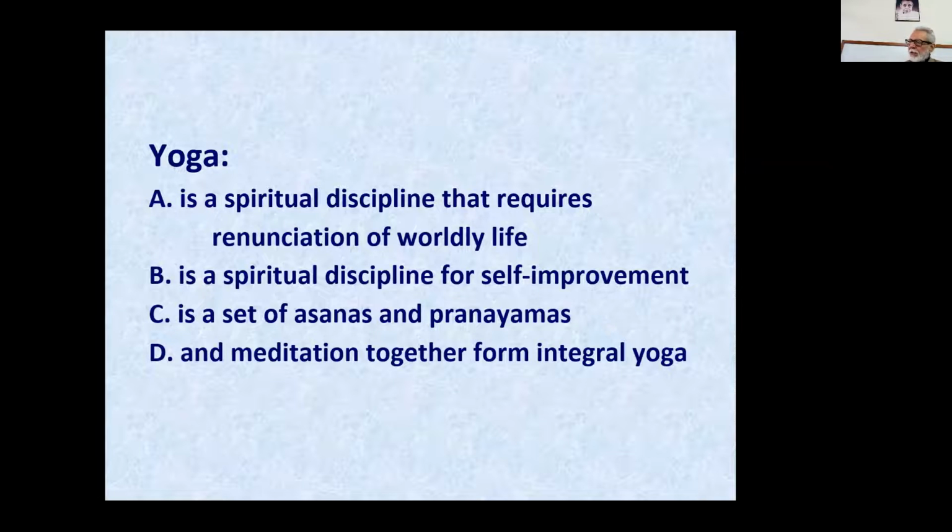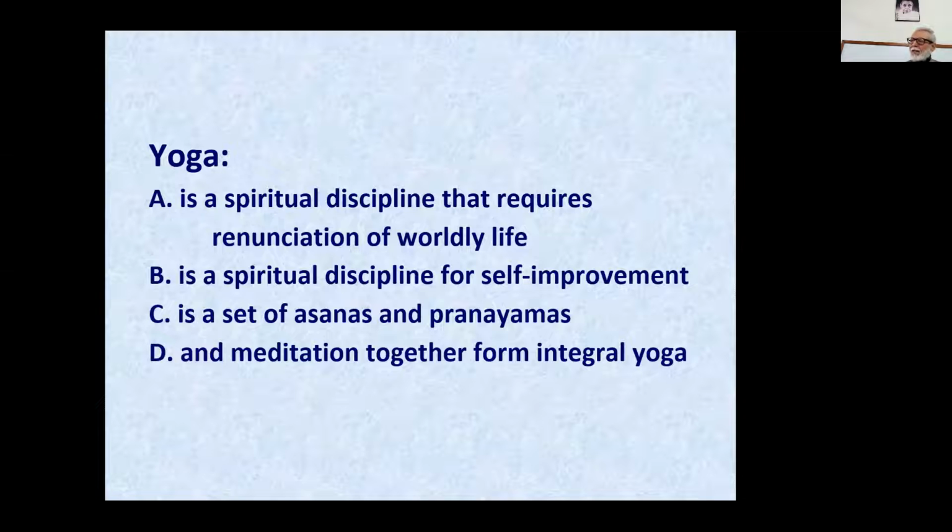Yoga and meditation together form integral yoga. Now, when we say yoga and meditation, we are talking about an expression which is very commonly used. But in fact, it's not correct, because meditation is a part of yoga. Meditation is one of the yogic techniques. So we don't have to add meditation to yoga to make anything more complete. Yoga in itself is complete, of which the techniques such as meditation are a small part.